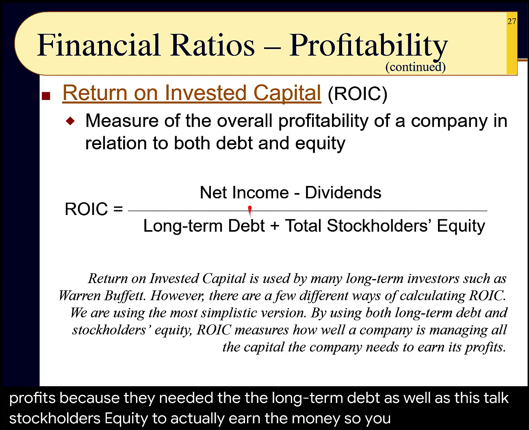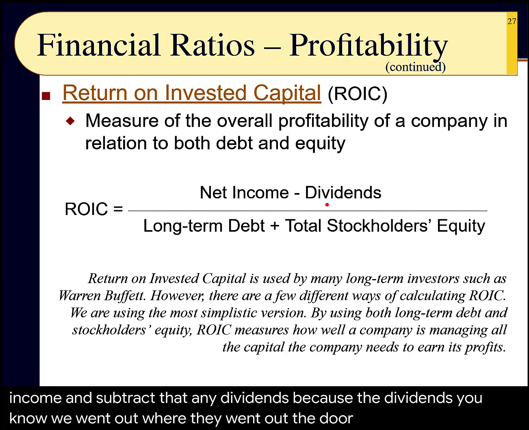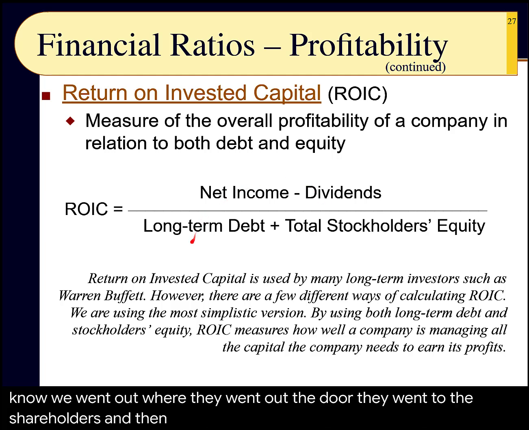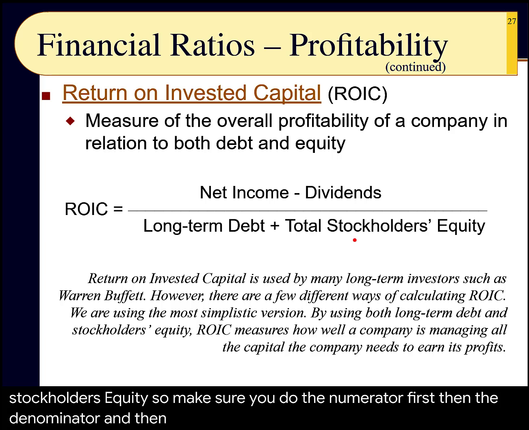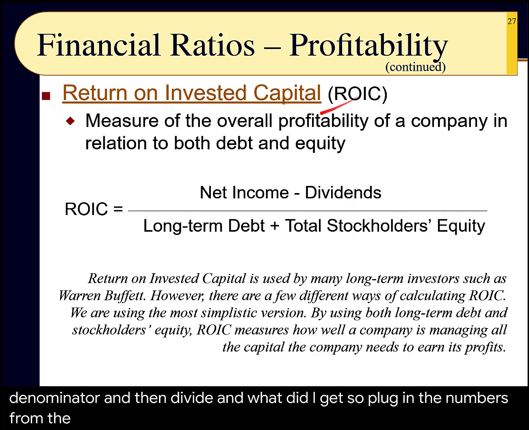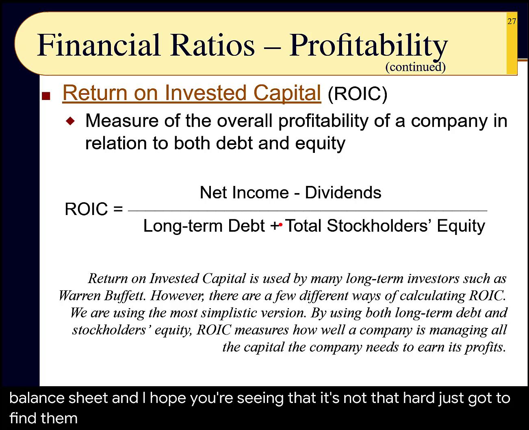So you take net income and subtract out any dividends, because the dividends went out the door. They went to the shareholders. Then divide that by the long-term debt plus the stockholders' equity. So make sure you do the numerator first, then the denominator, and then divide. And what did I get? Plug in the numbers: these are from the income statement, and these are from the balance sheet. And I hope you're seeing that it's not that hard. You just have to find them on the two statements. And we've already found all these.